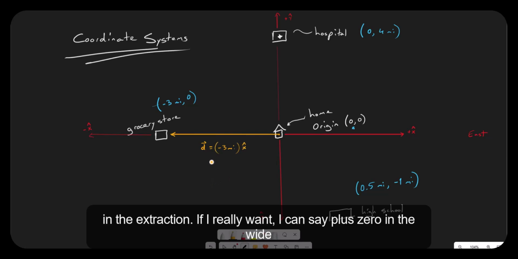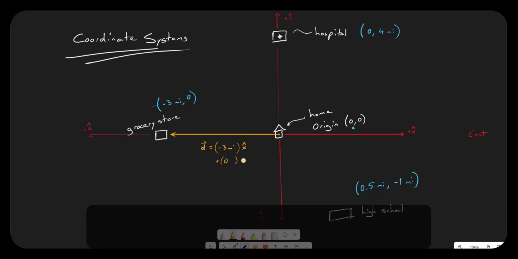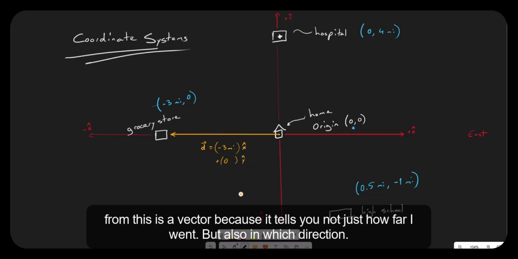in the x direction. If I really want, I can say plus 0 in the y direction, but I don't really need to include that. This is a vector because it tells you not just how far I went, but also in which direction.